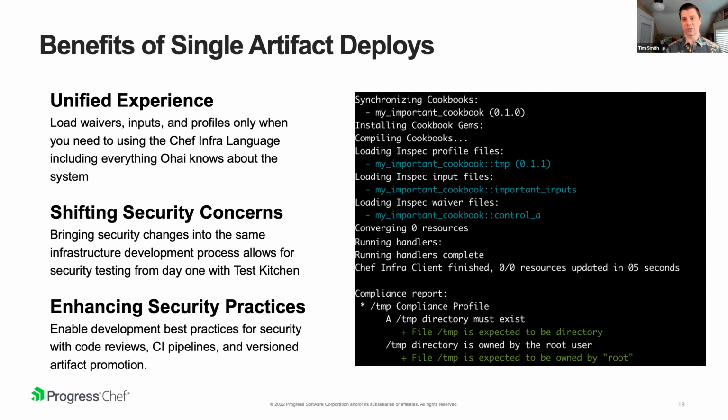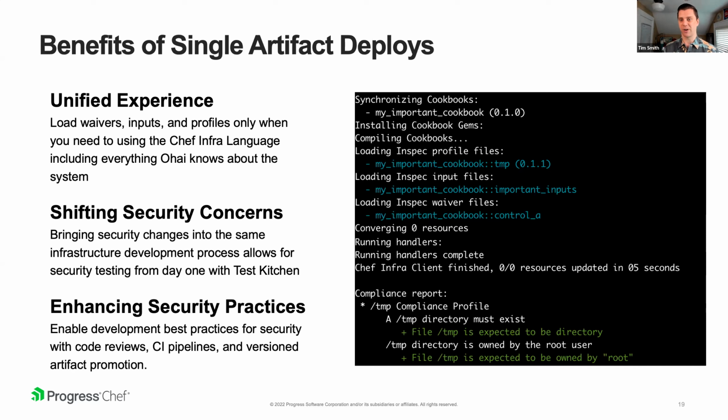Bringing those waivers and inputs directly into the recipe code, deciding exactly where and how you load things like profiles and shipping them right in the product is really key to tying these two experiences together. And the best part is that you're really shifting your security concerns. So the ability to run this in Test Kitchen, the ability to have cook style rules for your security means that you're doing this as part of your development process. You're not bolting on security after things have already gone to production. As you test them on your local workstation, you're testing the security of them. And you're making sure that they're going to pass.